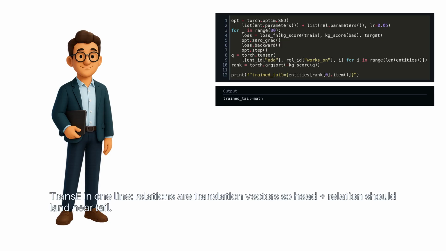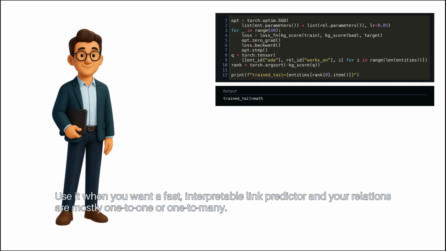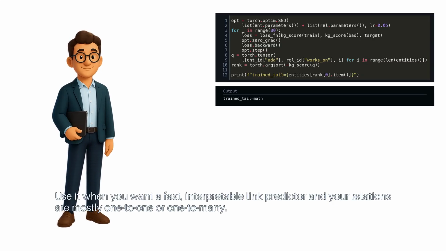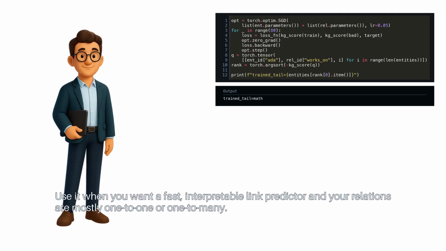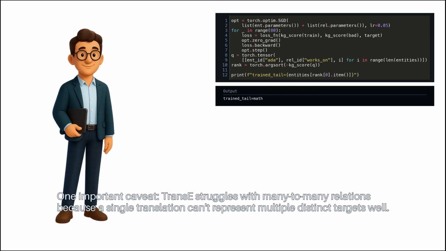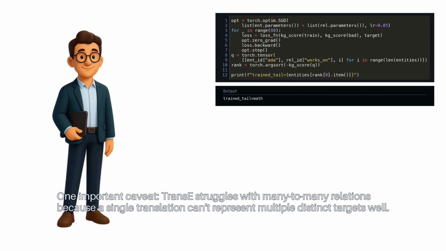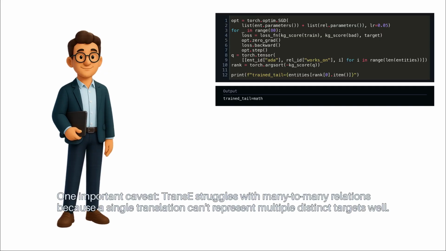TransE in one line: relations are translation vectors, so head plus relation should land near tail. Use it when you want a fast, interpretable link predictor, and your relations are mostly one-to-one or one-to-many. One important caveat: TransE struggles with many-to-many relations because a single translation can't represent multiple distinct targets well.